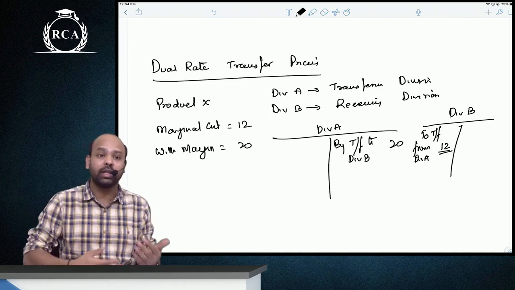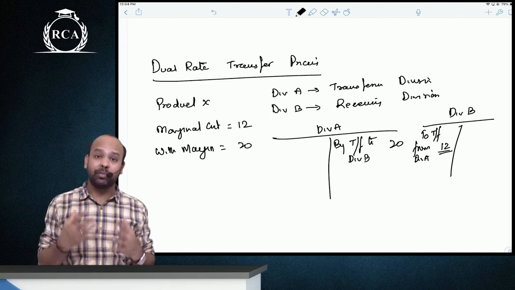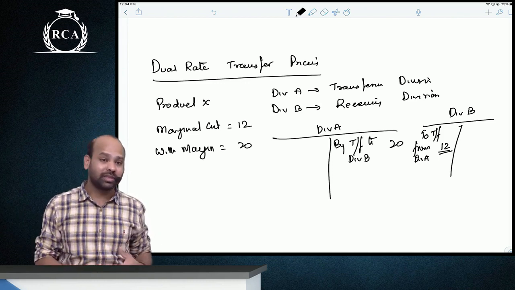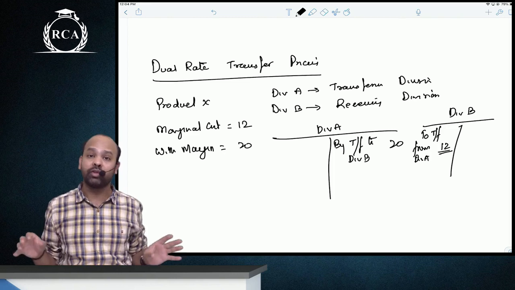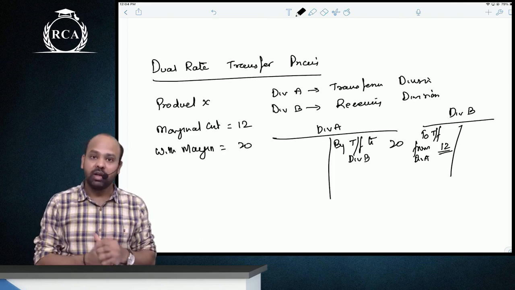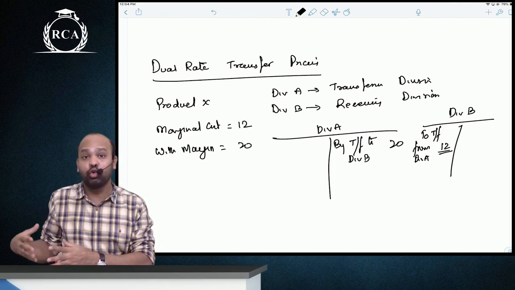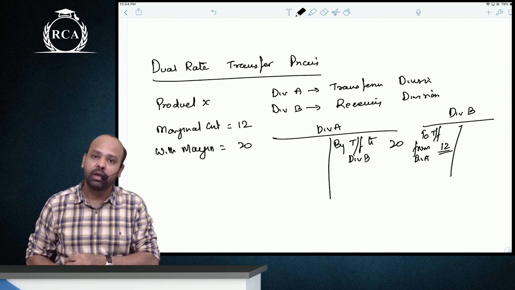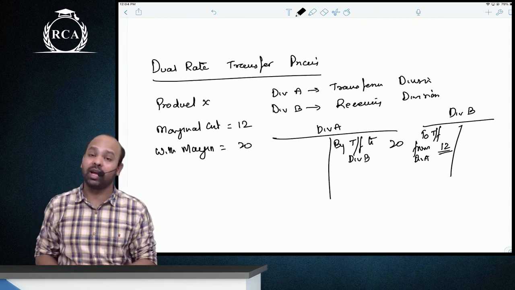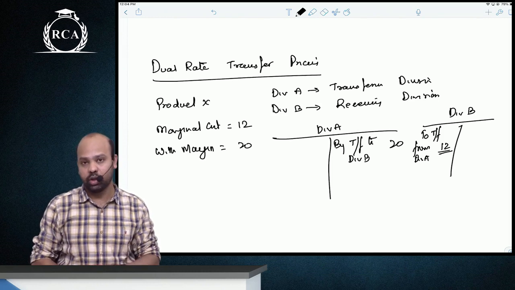Are you getting the point here? Yes, sir. So division B will be in a much better position to decide the profit maximizing output from the viewpoint of the entire company and not just from the viewpoint of its division. We've always seen that the transfer price can have a negative impact on the number of units that can be sold by the company. Yes or no? Yes, sir.